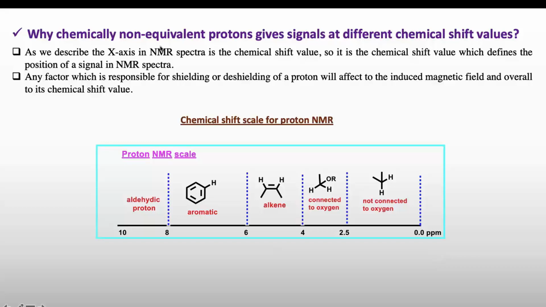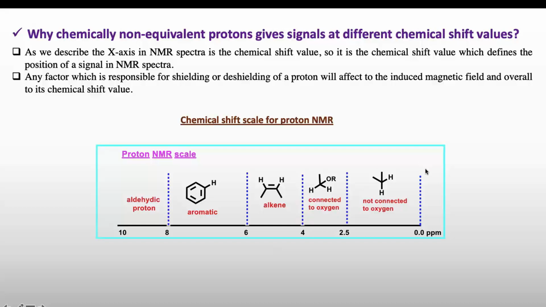As we described, the x-axis in NMR spectra is the chemical shift value. It is the chemical shift value that defines the position of a signal in the NMR spectrum. So any factor which is responsible for shielding or deshielding of a proton will affect the induced magnetic field and, overall, its chemical shift value.